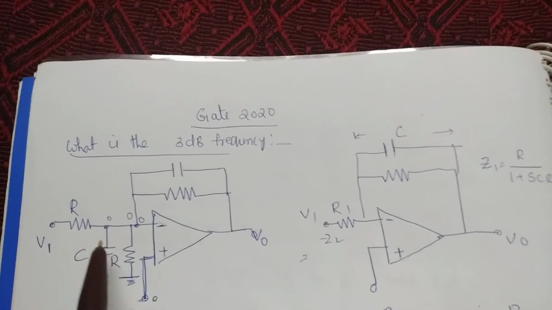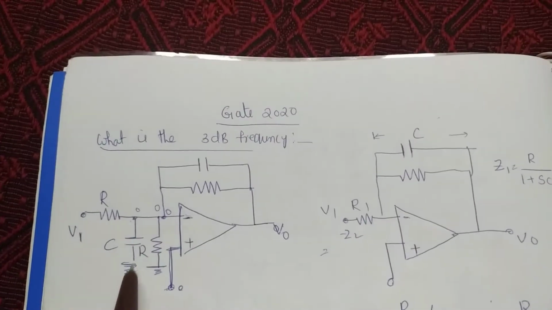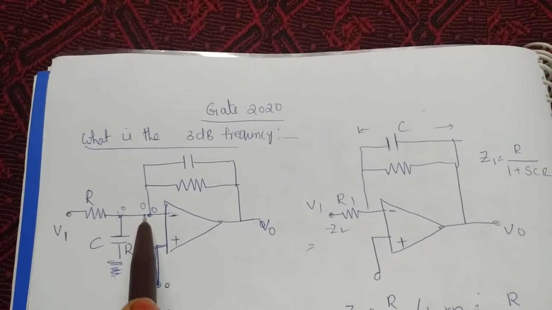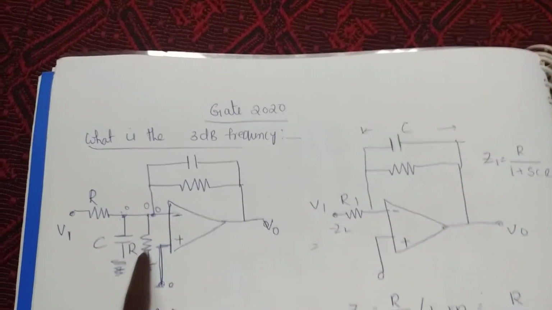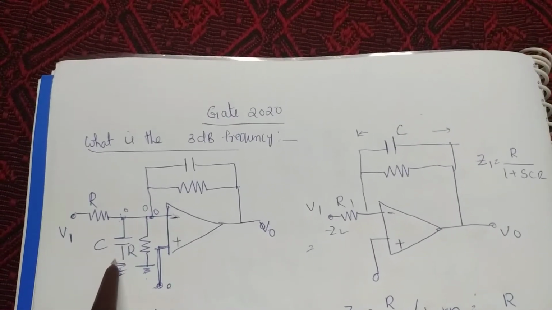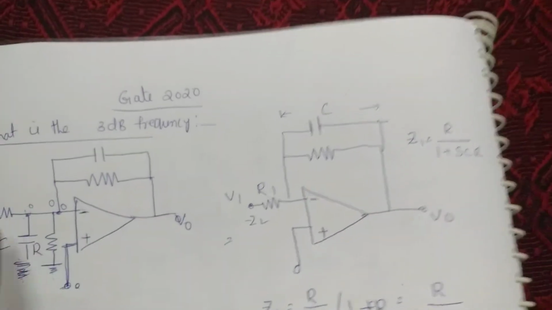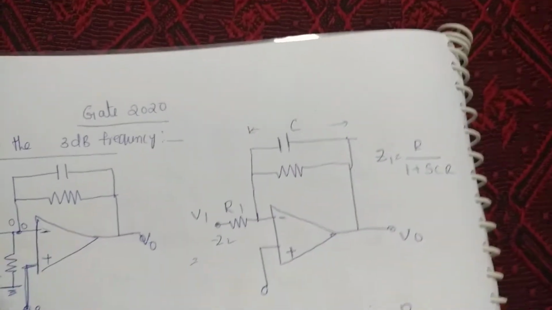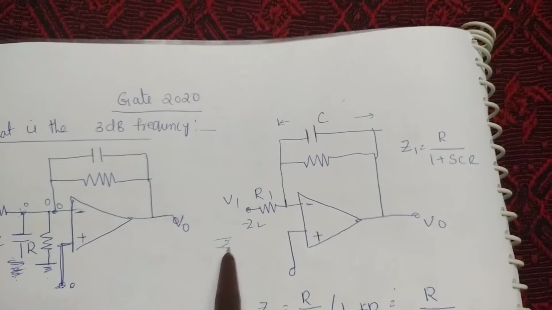If you see this, the voltage across the capacitor is 0, which means the current flowing through the capacitor is also 0. This voltage is 0, so the current flowing through the resistance is also 0. So there is no need to use these two components in the circuit. You eliminate these two components and make it easy. Because of the virtual ground concept, you eliminate these two components, and the modified circuit looks like this.